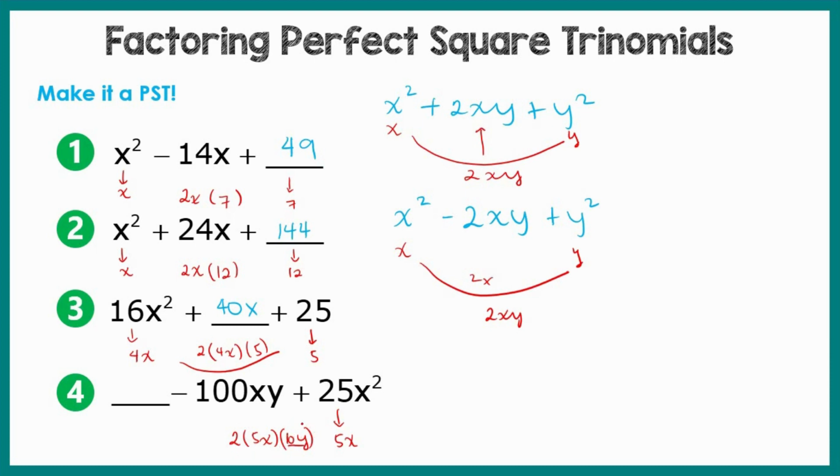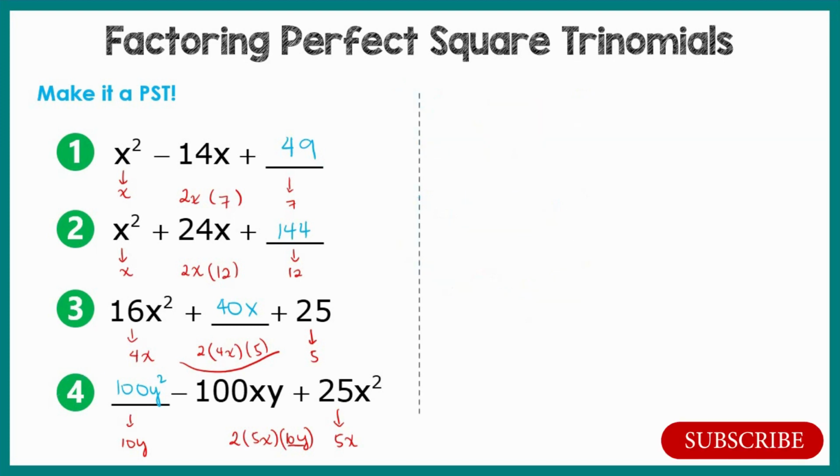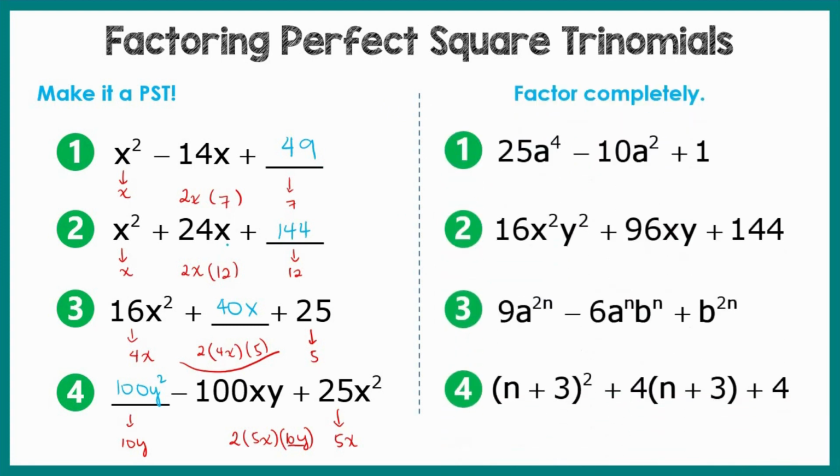Now, this is the square root of the first term. So we have here 10y. And so, this should be the square of that. So you have 10y squared. The answer is 100y squared. Alright? So, that's basically how you find the missing terms of a certain perfect square trinomial. So, let's have some more examples regarding factoring perfect square trinomials.